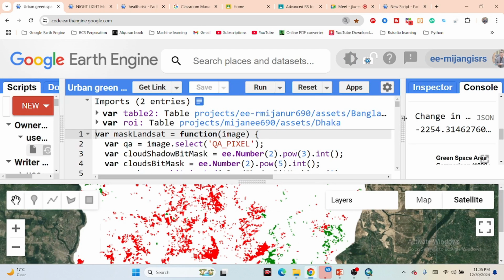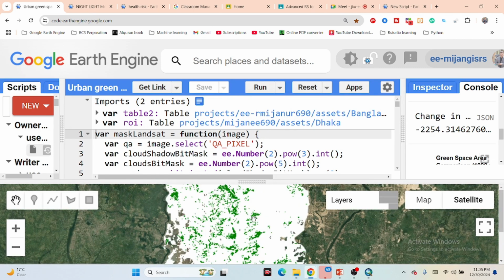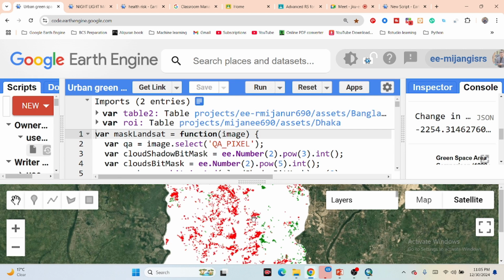Okay. Now we try to identify urban vegetation green space for different time periods, and further we try to calculate the area. For that, first of all, I simply import my study area.